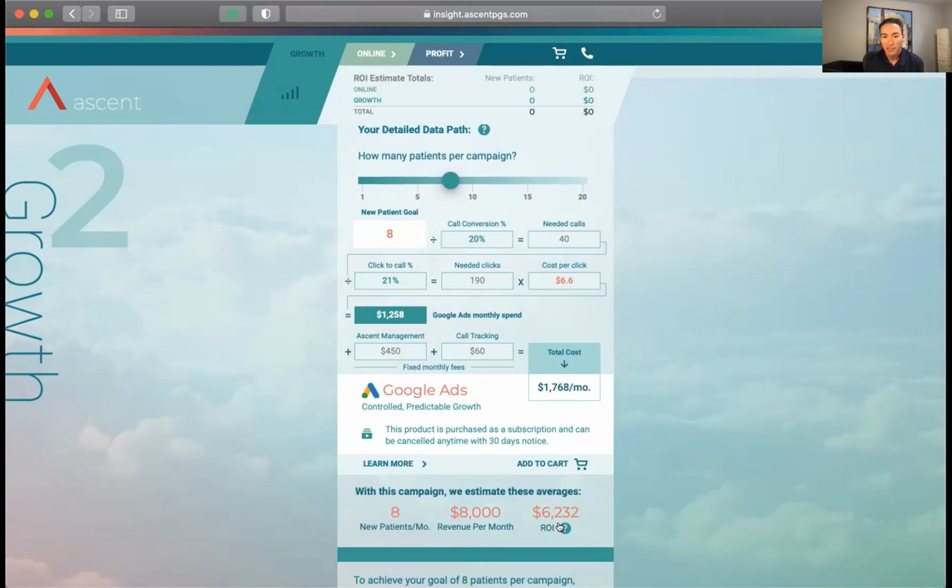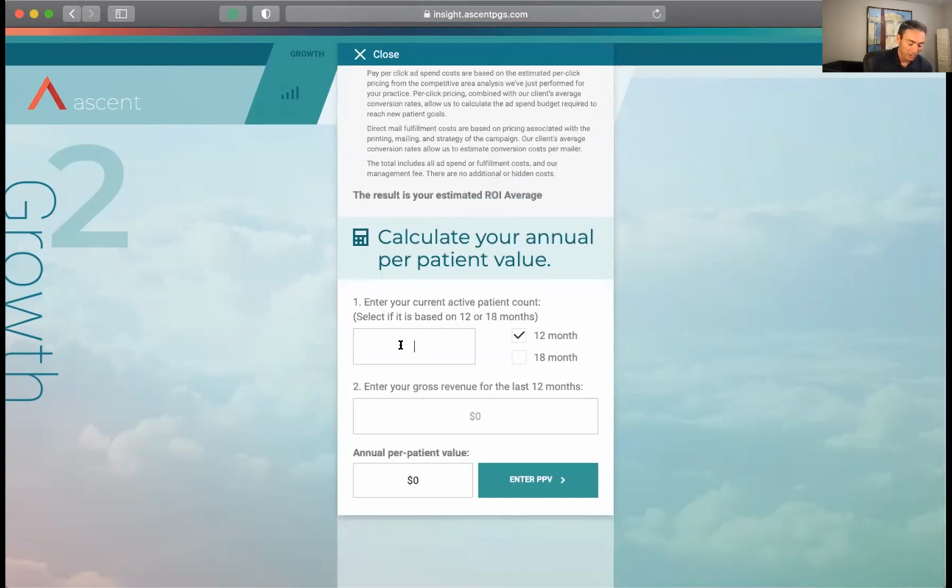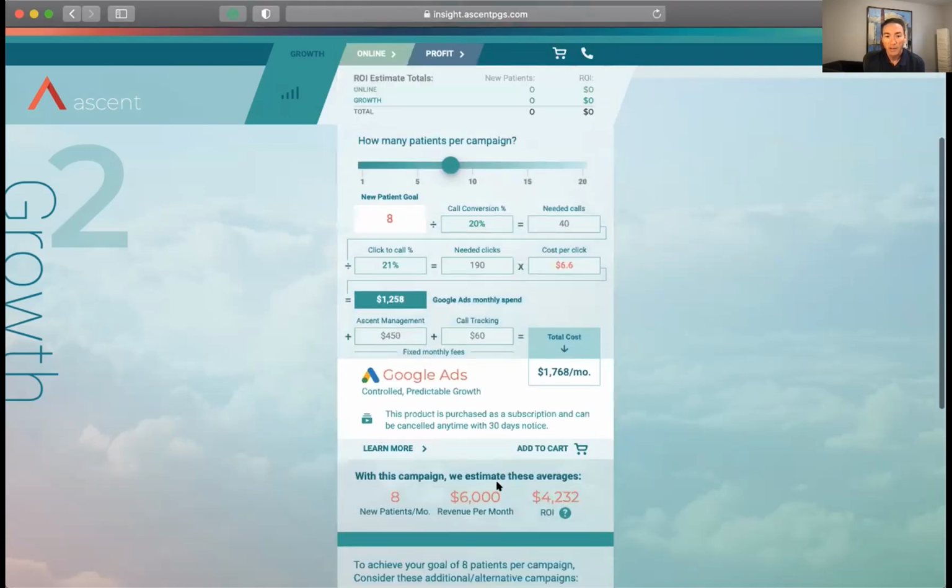If you want to, you can actually click on this little question mark here, and let's say you know how many patients you're seeing a month, or sorry, per year. Let's say you get about 1,200 patients a year. Your gross revenue was 900,000. Then your per patient value is going to be $750. If you enter that, it will now put your numbers in. So now our ROI is a little less, our revenue is a little less because our per patient value is less. So if you happen to know yours, you can put that in there.